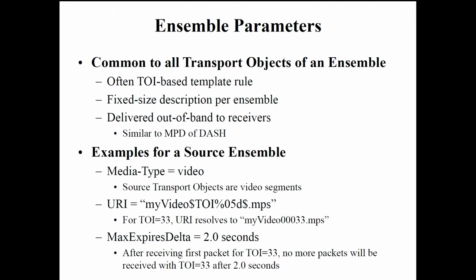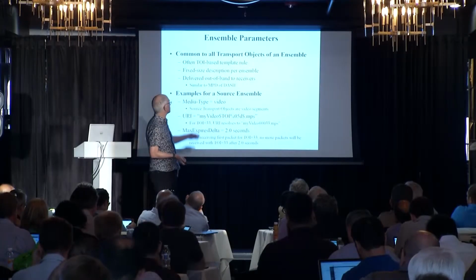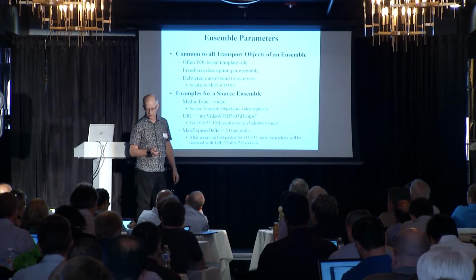And for example, you can signal things like, well, I'm only going to be sending packets for this source transport object for 2 seconds. So after you receive the first packet for this source transport object, you should wait at most 2 seconds, after which you're for sure not going to receive any more. At that point you can recover, because you're not going to receive anything more, and deliver that to the application object. So this is an example of that. These are just examples of things you could signal in the ensemble parameters.